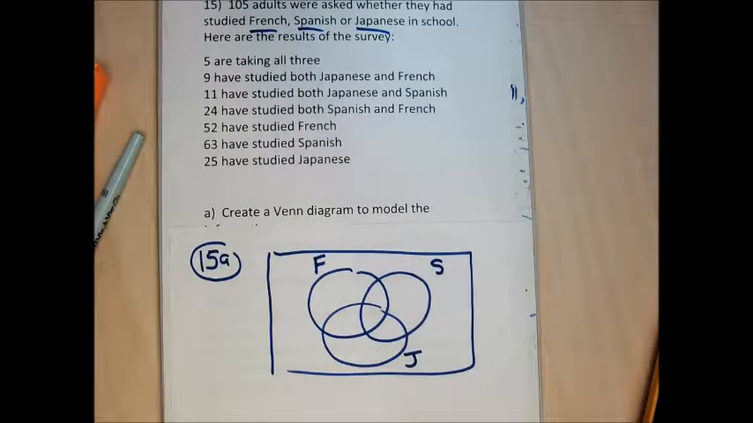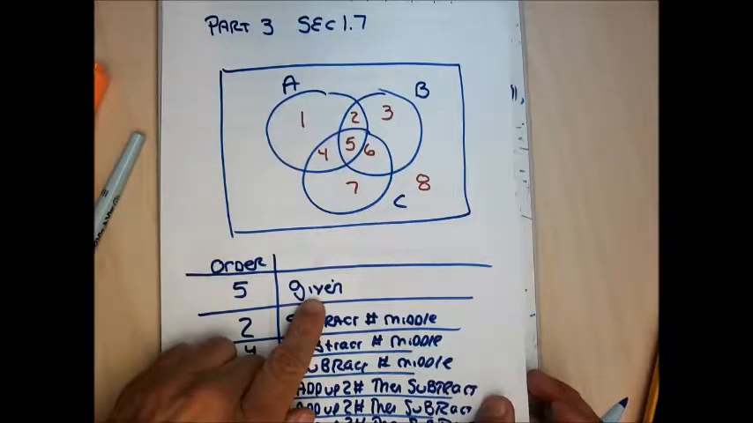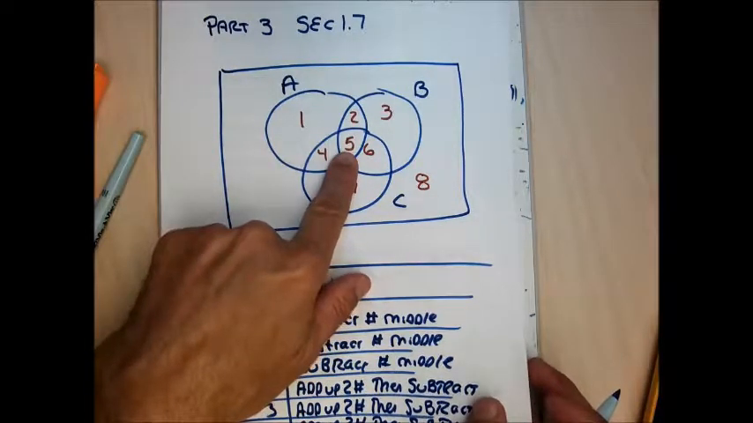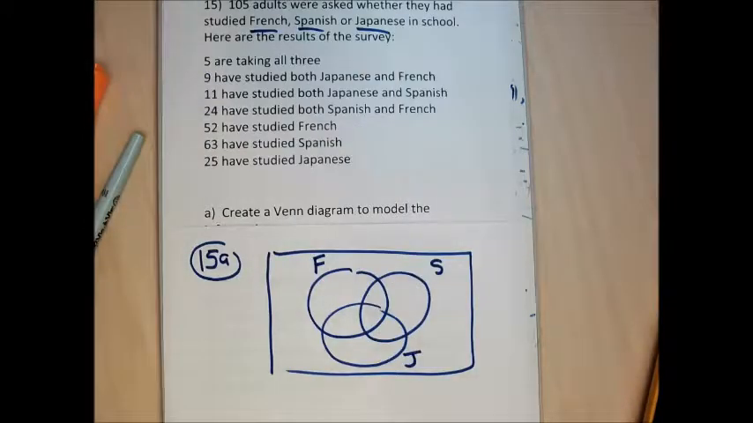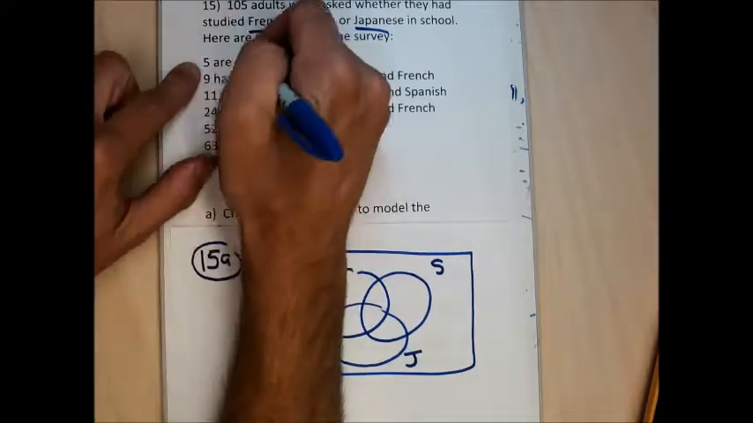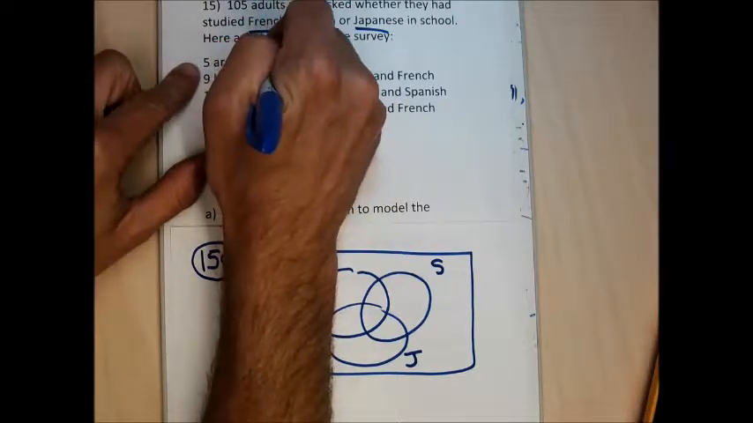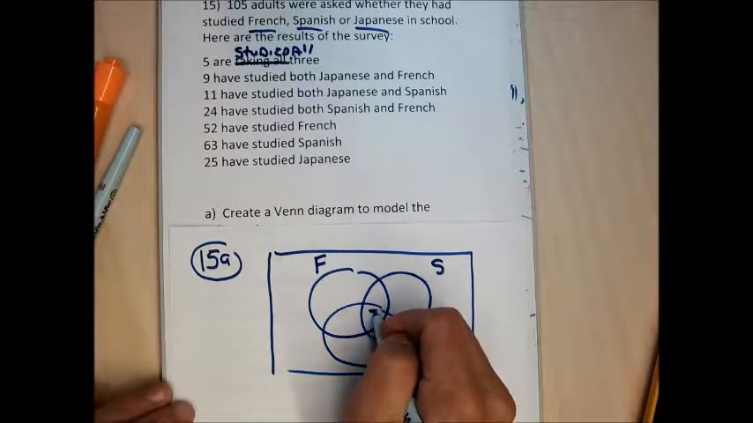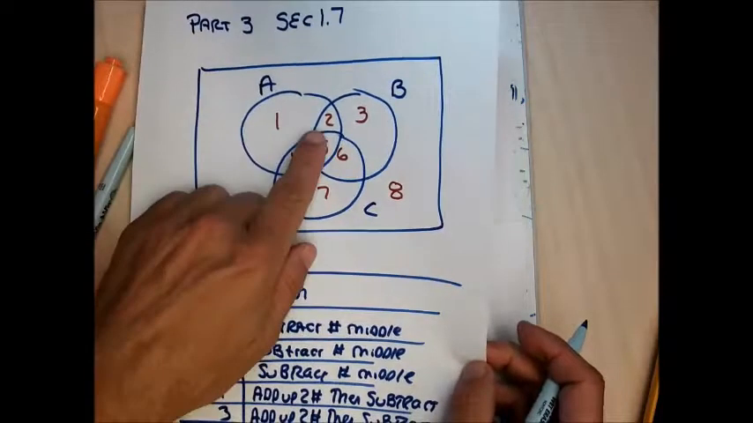Now, first region I'm going to put in is region 5. That's going to be a given number. So in region 5, because it's in the overlapping part of all the circles, it's going to be the number that represents the people that have studied all languages. And this should probably say 5 had studied all 3 as opposed to taken all 3. So there are 5 that studied all 3. That's going to go there. Done with that region. Now I'm going to move on to region 2.